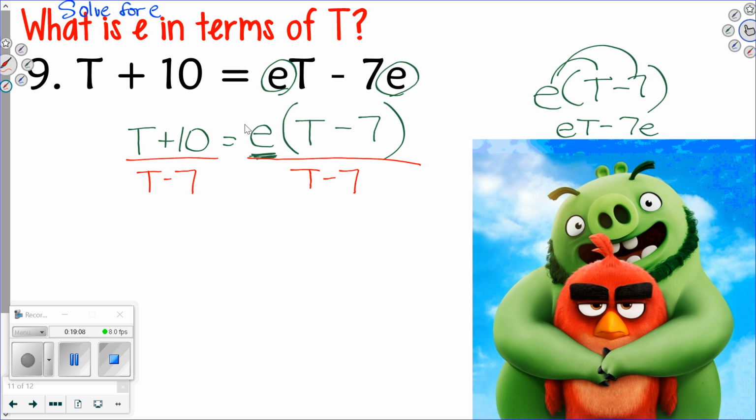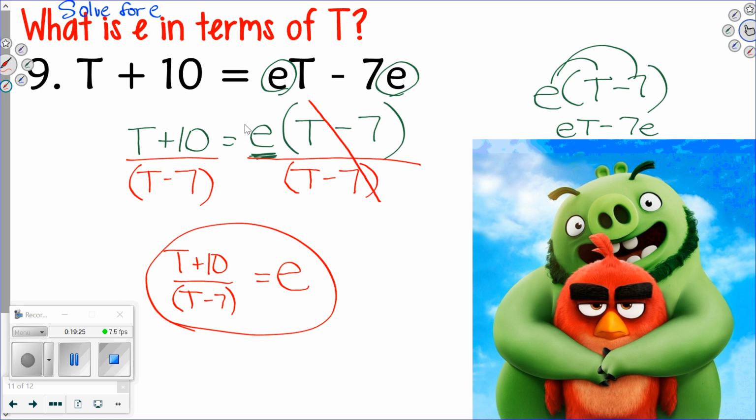If it makes you feel better, you can keep it in parentheses if you want. Because then this is the same on top and bottom, and all I have left is an E. And this is just T plus 10 over T minus 7. You can put it in parentheses so you remember that's a group. And then E's by itself.